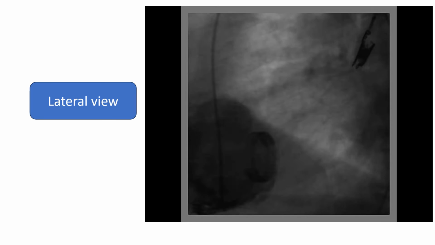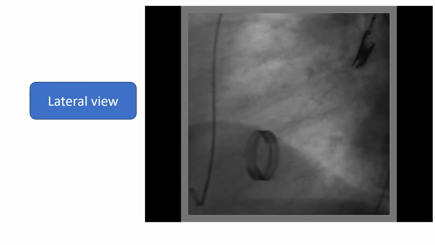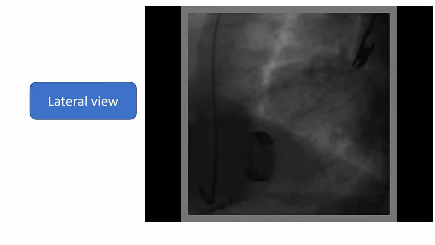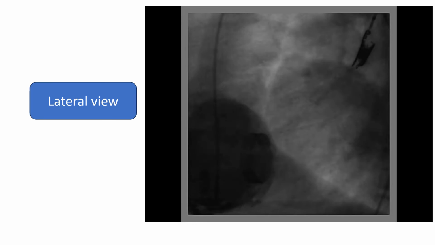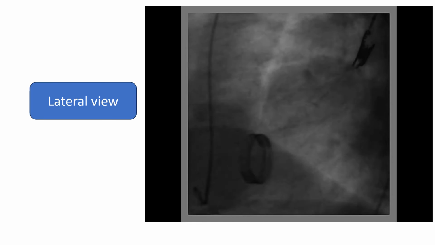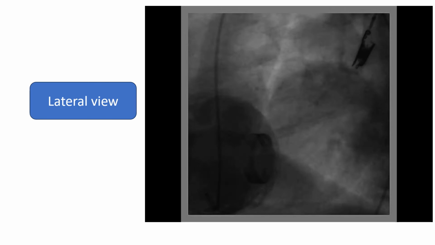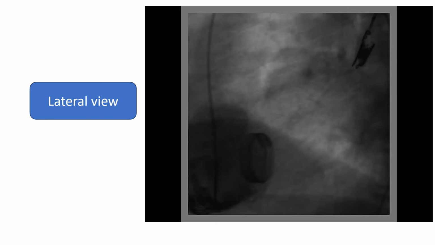An extreme LAO or lateral view may be used to assess the MR, as seen in this case. This is the LV and this is the mitral valve, and blood is passing from the LV into the LA, which is a posterior structure, through the mitral valve. The exact location of the paravalvular leak is of course determined by TEE.